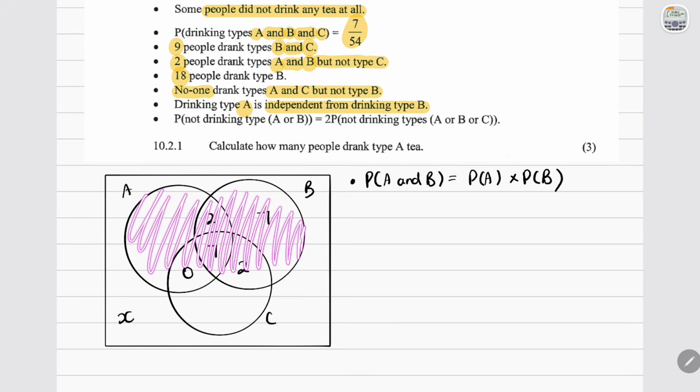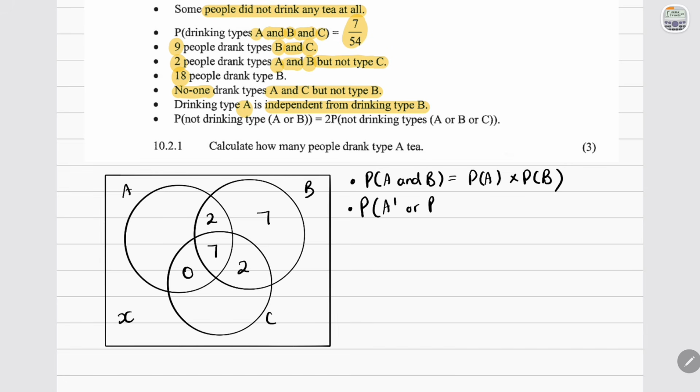They're saying the probability of not drinking any of these ones. So what does that leave us with? That would leave us with the probability of drinking C only and then the people on the outside. Okay, so I'll still put it down here. This is the probability of not drinking type A or B. Okay, so not type A or B, this is equal to 2 times the probability of not drinking type A or B or C. Okay, so this is not A or not B or not C.